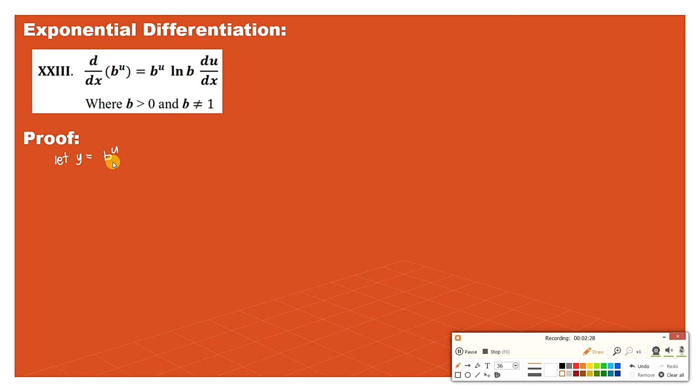Pagka ang exponent or power mo ay variable, exponential differentiation. Pagka number lang yan or constant, power rule lang yung gagamitin. Tapos dito, ang base mo naman, real number. Yung base mo naman doon sa power rule, variable. So, magkaiba yung dalawa. Okay, so kung i-apply ngayon natin yung limits dito, pwede pero medyo mahaba.